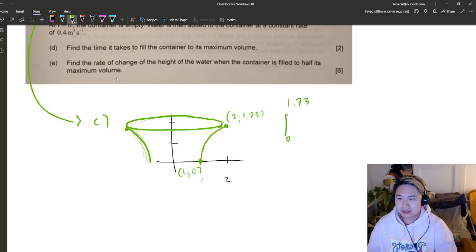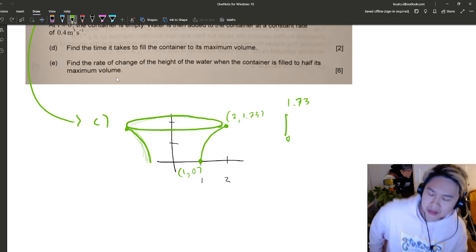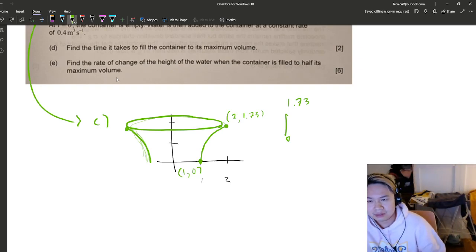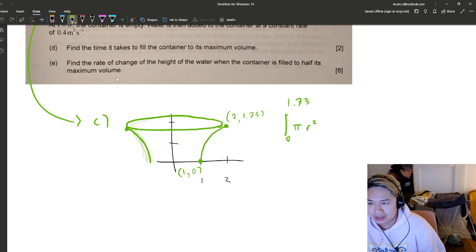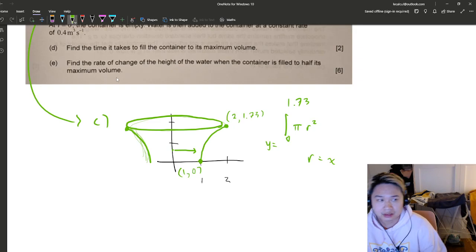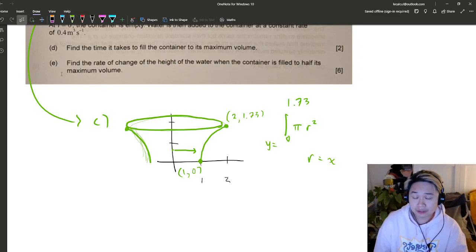basically, how do I explain this? You're HL, so you kind of know how this works, but this is going to be pi r squared, which is basically the area of a circle, and then you're adding a bunch of them together. But your radius is going to be your x values. So your radius is x, but you're integrating this with y. So it's a little different than your normal solids of revolution.